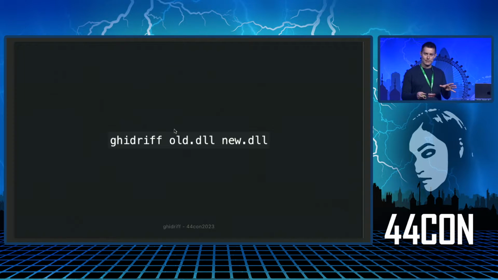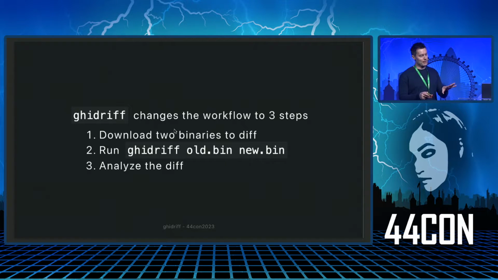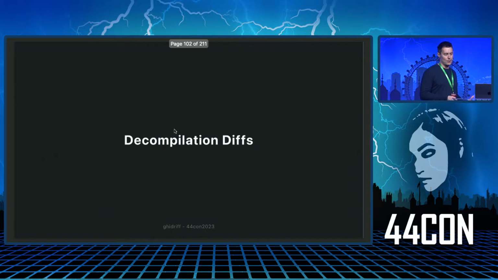You want a command line tool. All you need to do really is download two binaries, run the command line, and then sit back and wait. Now, you don't have to wait too long. It depends on the size of the binary. The kernel takes a little bit longer. But then analyze the diff. And so I'll show you how ghidriff kind of solves that.